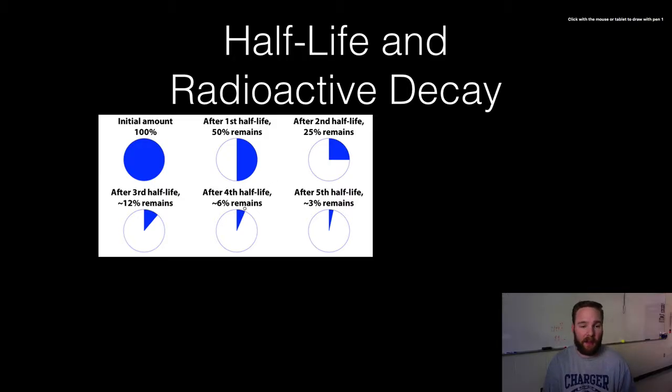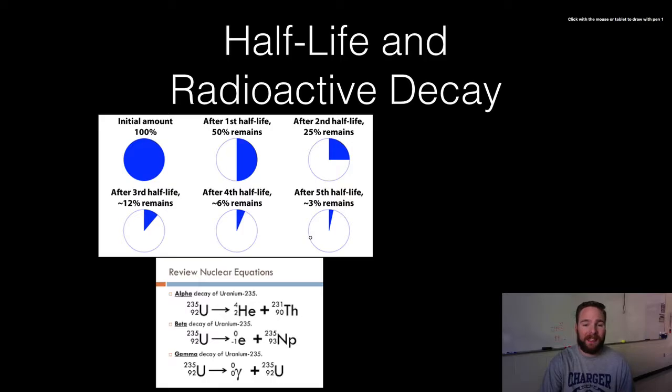After the fourth half-life, you would have 6.25%, and then let's see if I can do the last one. After the fifth half-life, you would have 3.125%, right? So notice we're just exponentially getting smaller and smaller and smaller, closer to zero.